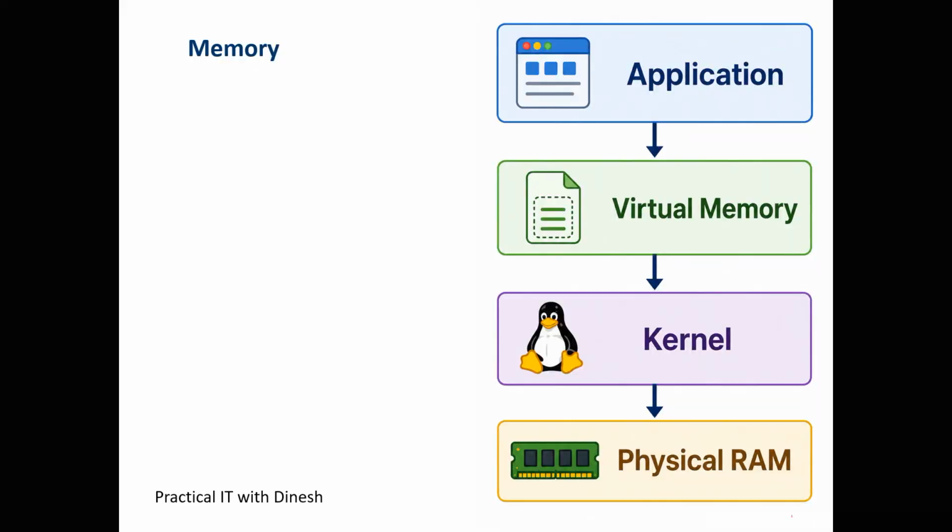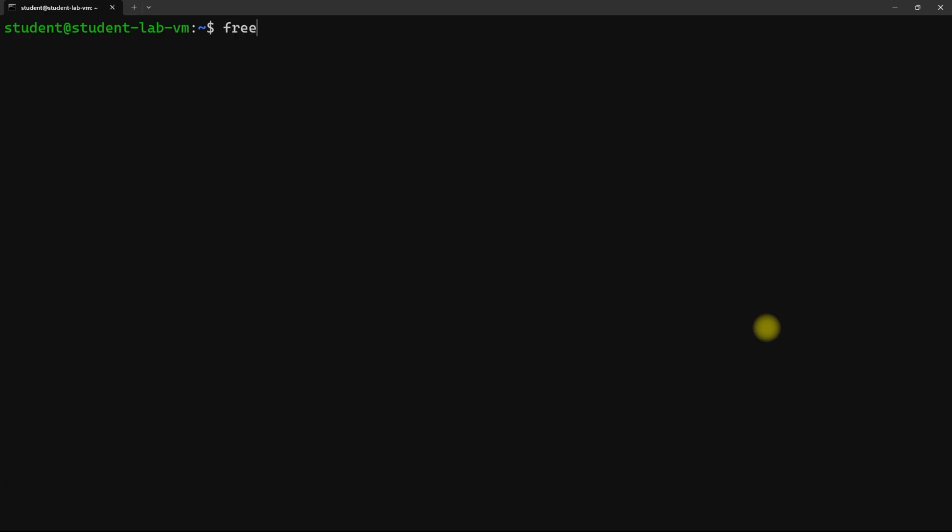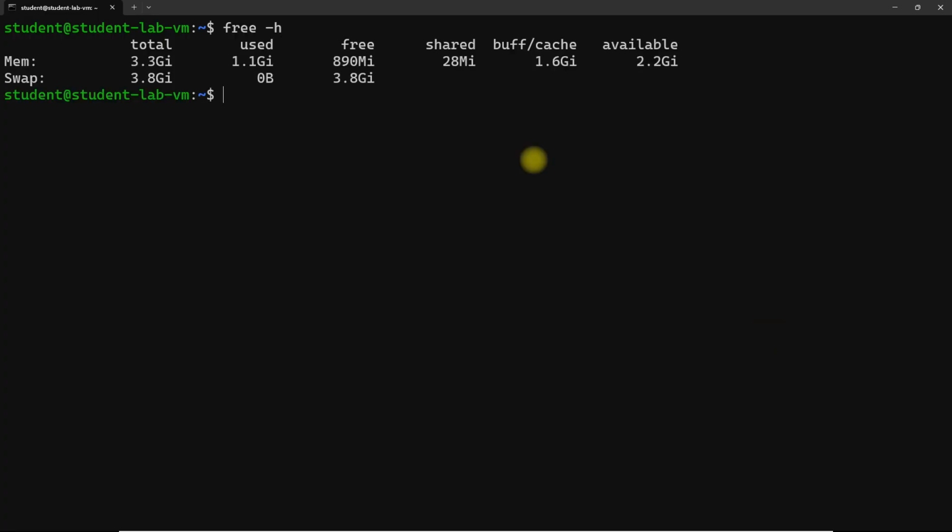Processes also need memory to run. Applications normally work with virtual memory, while the kernel manages how that memory maps to physical RAM. This command gives us a view of the memory usage. The kernel is responsible for managing those memory resources.